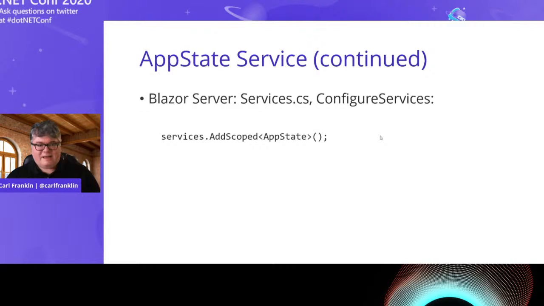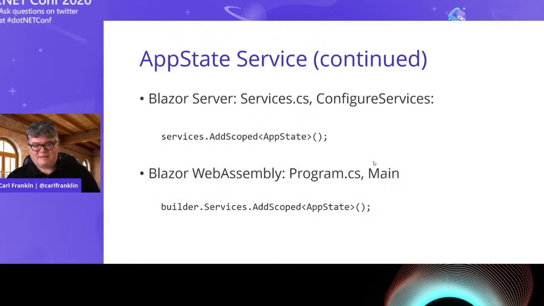So in Blazor Server, I'm going to add it to Startup.cs as services.AddScoped AppState. And in Blazor WebAssembly, I can do this in Program.cs, builder.Services.AddScoped.